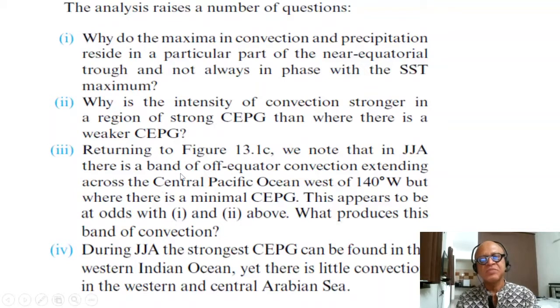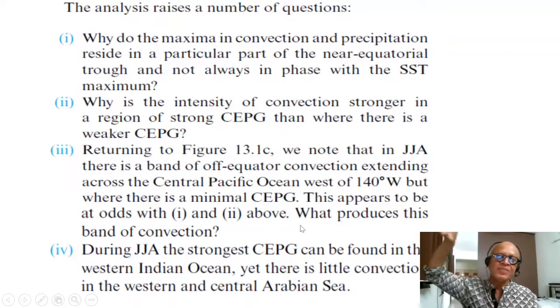Returning to figure 13.1c, we note that in JJA, there is a band of off-equator convection extending across the central Pacific Ocean west of 140 West, so central eastern Pacific, but where there is a minimum cross-equatorial pressure gradient. This appears to be at odds with these two points above. So what produces this band of convection?